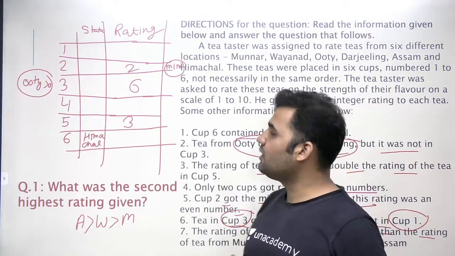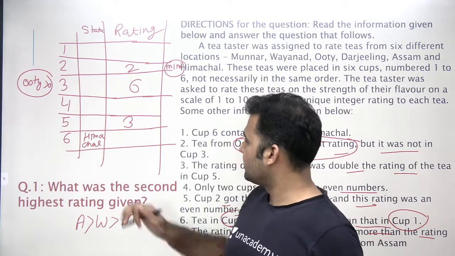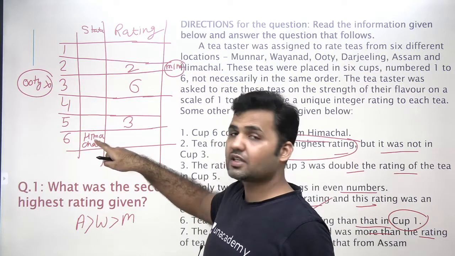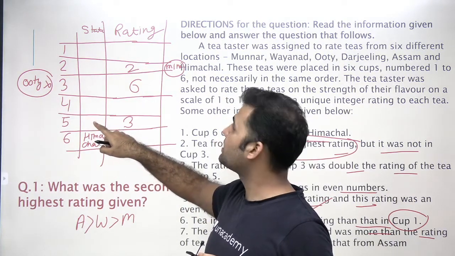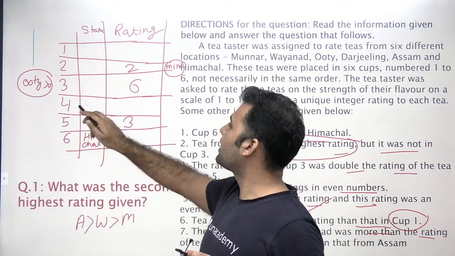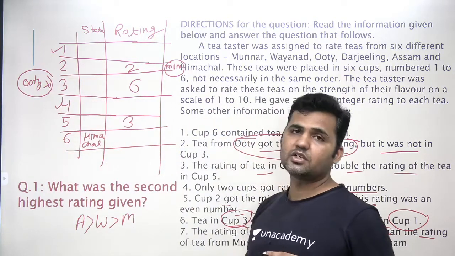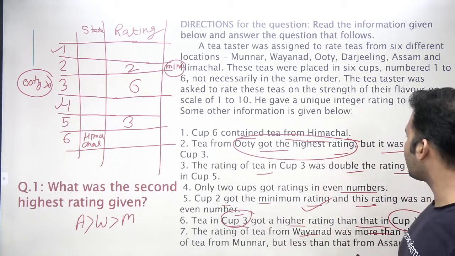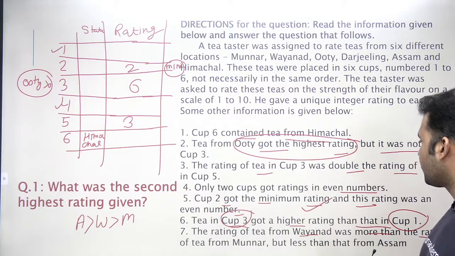Now tea from the Ooty got the highest rating, right? That Himachal is coming over here, so Ooty cannot come here. Ooty cannot come here because Ooty is getting the highest rating. So there are only two options left for Ooty. It can either be cup number 4 or it can be cup number 1. These are the only two options left. Do we have any other information which is telling us where we can place the Ooty? Let's have a look at it.